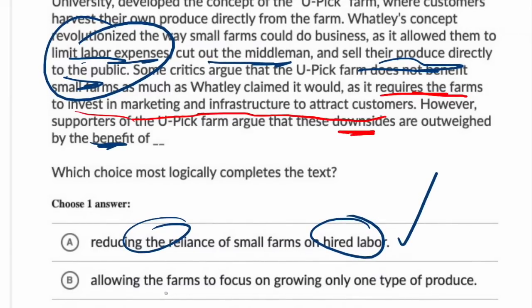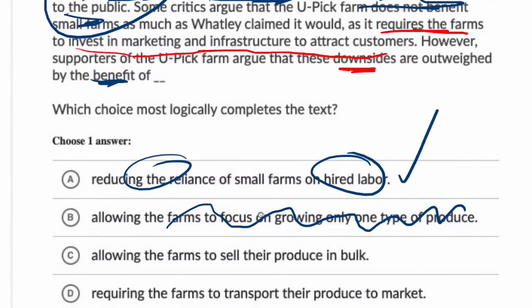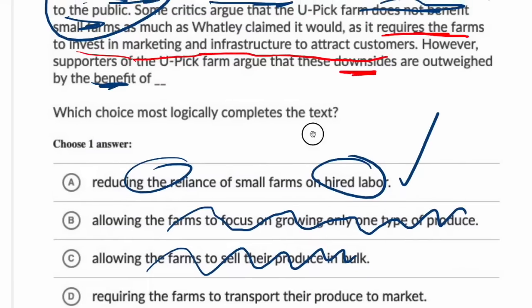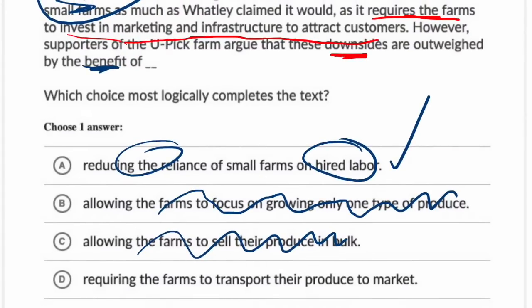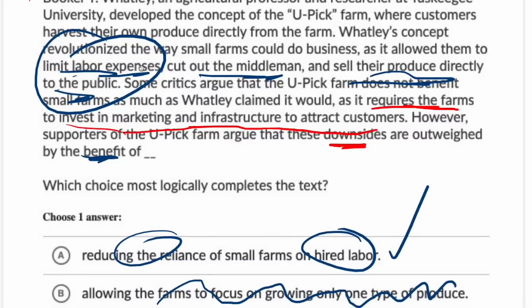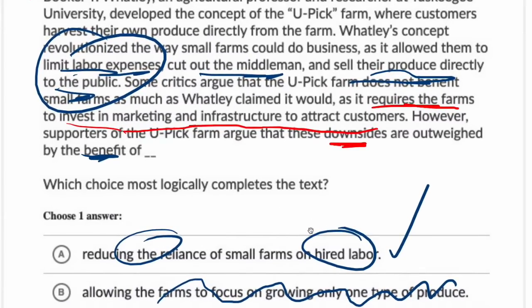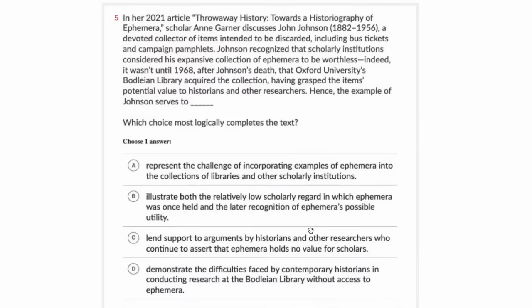B, it does not say anything at all about growing one type or, for that matter, multiple types of produce. Allowing them to sell their produce in bulk. Again, we had to focus on what there is evidence of. Requiring their farms to transport their product to them. No, that would be the opposite. This method does not require that because it allows them to cut out the middleman and sell directly to the public. And so limit labor expenses, reduce the reliance of small farms on hired labor.